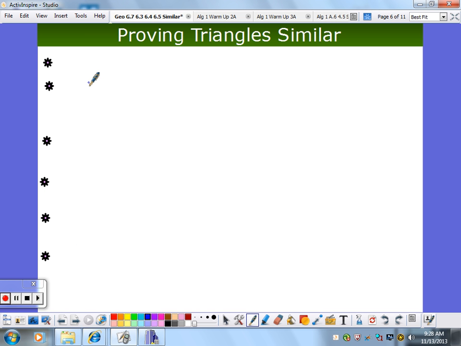Now, we know how to prove triangles congruent, right? How do you prove triangles congruent? What are our theorems for congruence? Side-side-side, side-angle-side, angle-side-angle. We got one more, right? HL, hypotenuse leg. Which one don't we use? Side-side-angle or angle-angle-angle, right? I think you got them all.